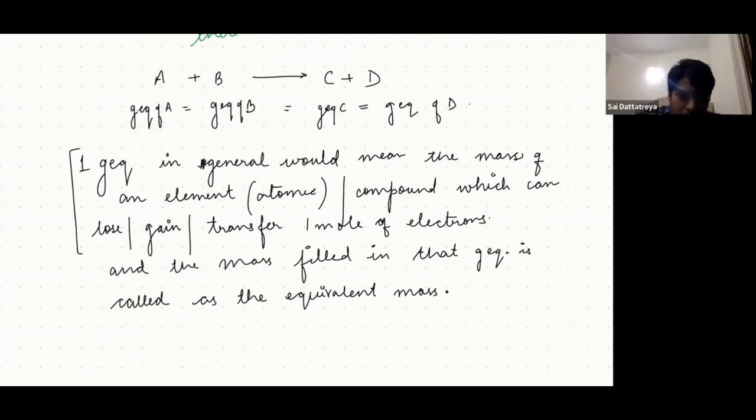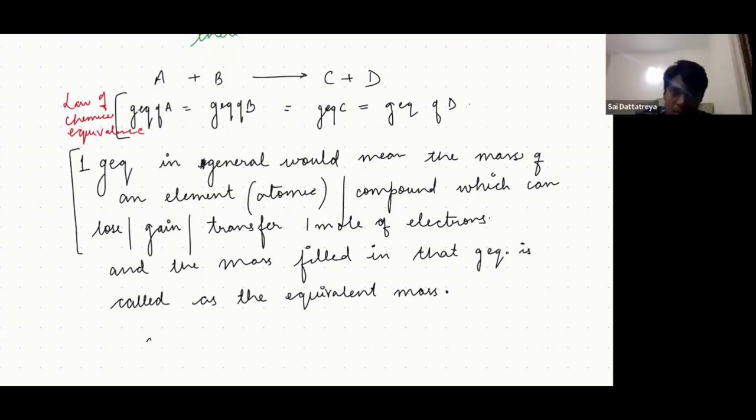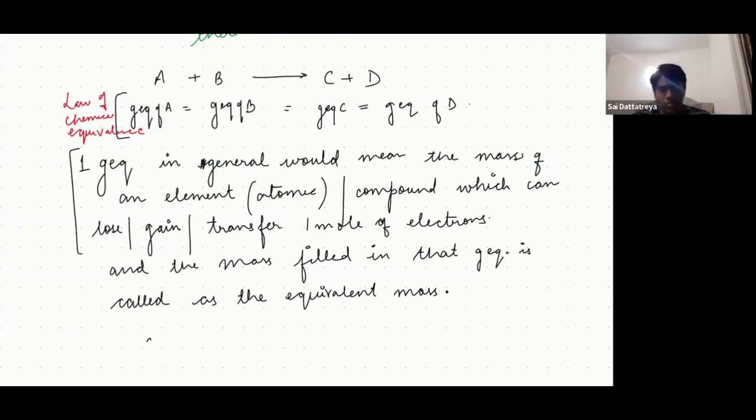Yes. And I would say that the number of gram equivalents, this is the law of chemical equivalence. That means the gram equivalents of the reactants must be equal to the gram equivalents of the products. Is this point clear? Okay. Now, basically, these kind of questions generally come up. Any doubts in this? Just tell me.